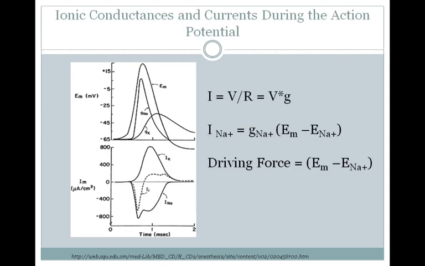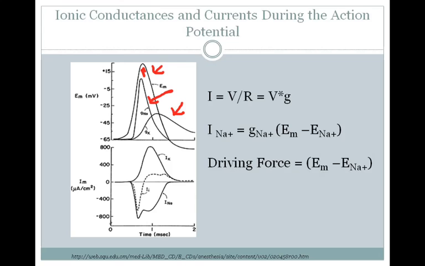We can look at the different ionic conductances and currents that happen during the time of an action potential. So here you have your membrane potential over time in the action potential, so there's just your action potential shape. If you look at the conductance of sodium over time, you'll see that conductance peaks early during the action potential, during the rising phase, and then falls during the falling phase, whereas potassium conductance peaks later, during the falling phase of the action potential. That all makes sense. That's just all what we've seen before.